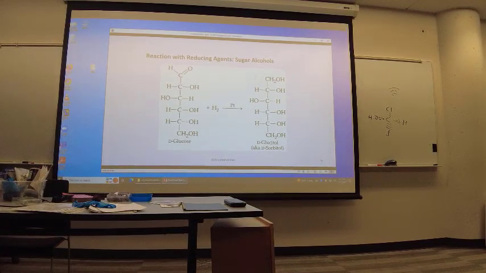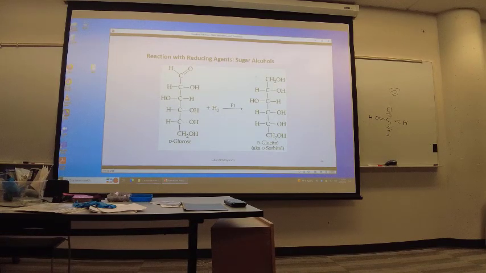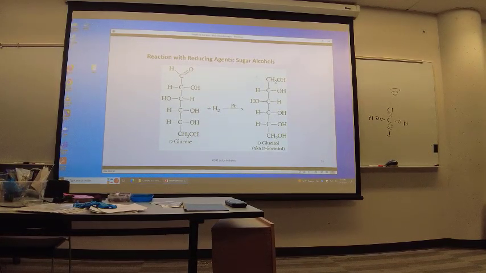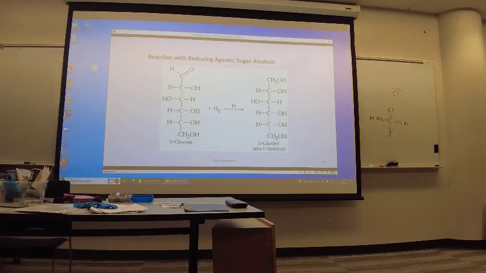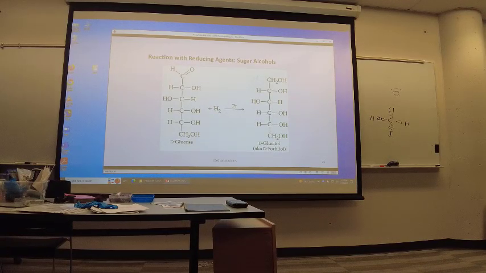All right, so these are called sugar alcohols, and I'd like you to know this reaction because it's a reaction you already know. How do we do it? Add hydrogen across the double bond. We did the same thing with lipids, right? Cool.